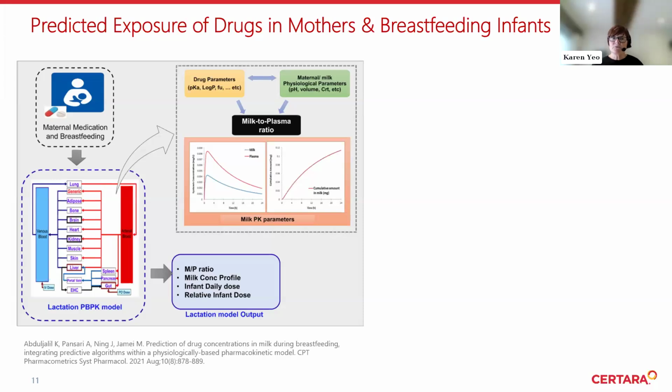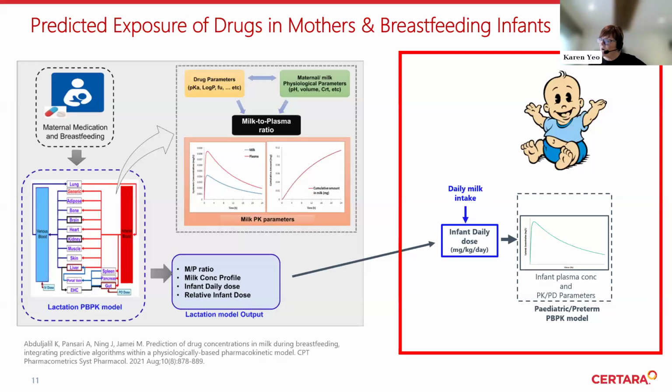So what we end up with is a profile for the mother in the plasma, and a profile in the milk for the mother based on predicted milk to plasma ratios. And then we can use this information to calculate an infant daily dose and a relative infant dose. In fact, this is typically the information we would want to extract if we had conducted a clinical lactation study. It would be how much of the drug ends up in the milk, what does the profile look like, what is the infant daily dose, and what is the relative infant dose.